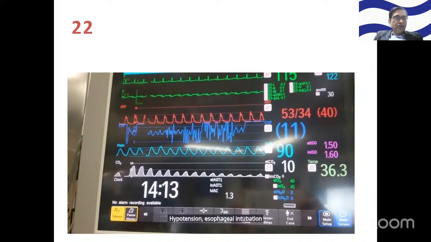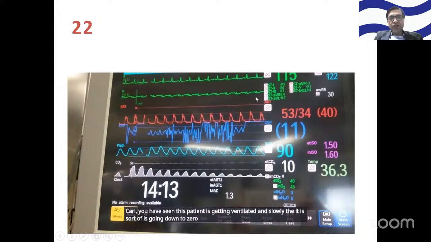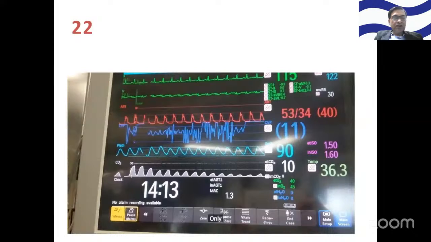Great. So let me come to this. Why is it not a pulmonary embolism? There is no exponential decrease. There is no washout kind of curve. You have seen this patient is getting ventilated and slowly the EtCO2 is going down to zero, right? And as I told you, it's a pediatric patient. Hemodynamics are really normal, right? So this is a possibility. Only I think Aza Gurani has given the right answer.